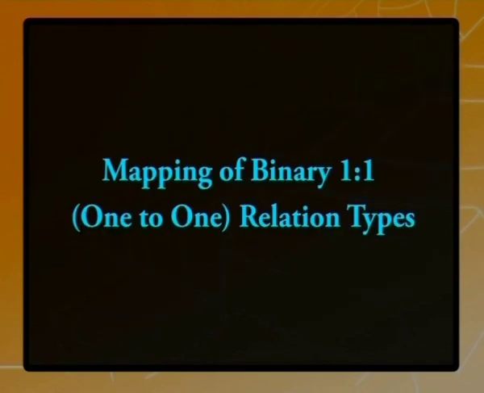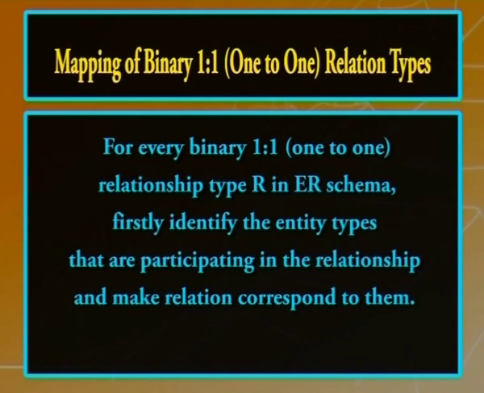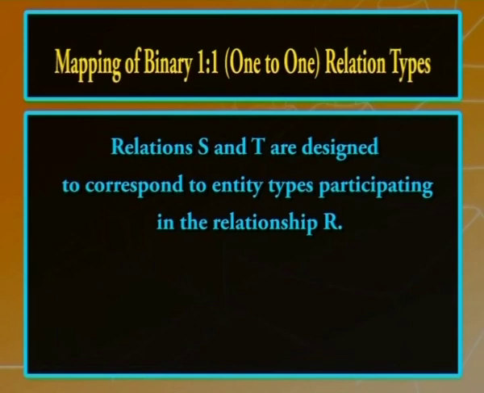Third rule is mapping of binary 1-to-1 relation types. For every 1:1 relationship type R in ER schema, firstly identify the entity types that are participating in the relationship and make relations corresponding to them. In our case, we say relations S and T are designed to correspond to entity types participating in the relationship R.